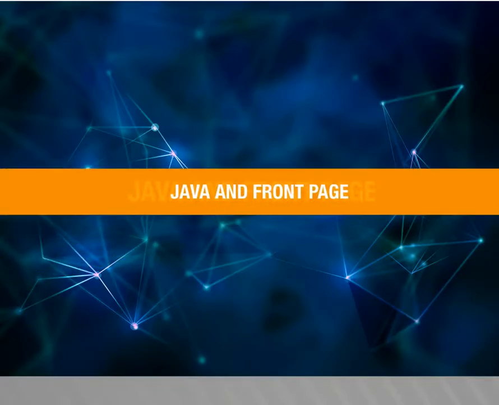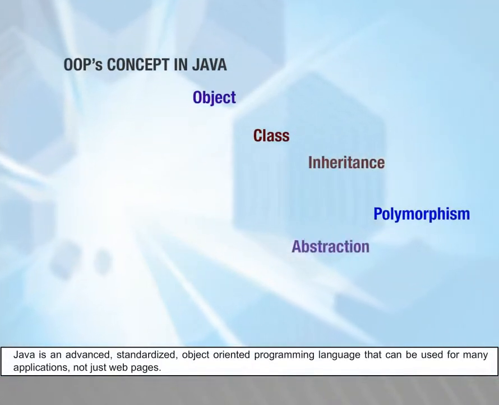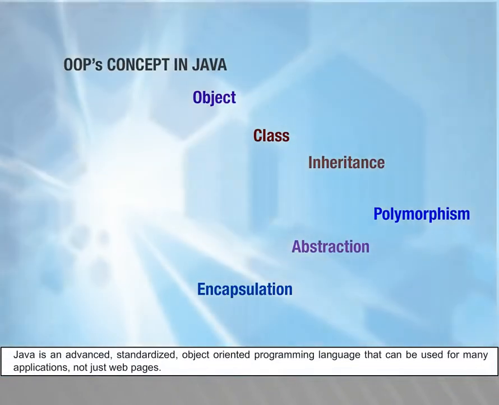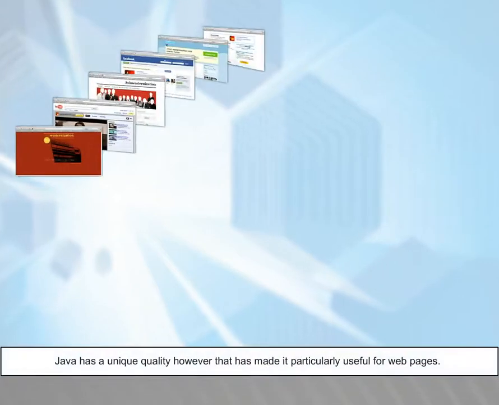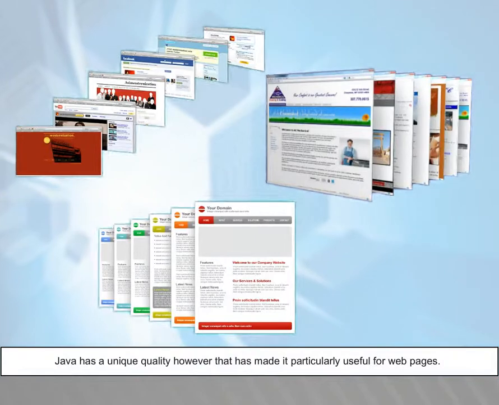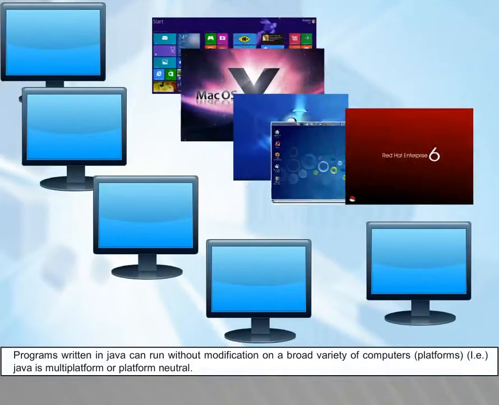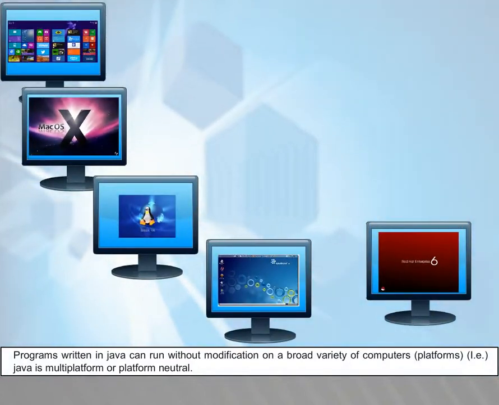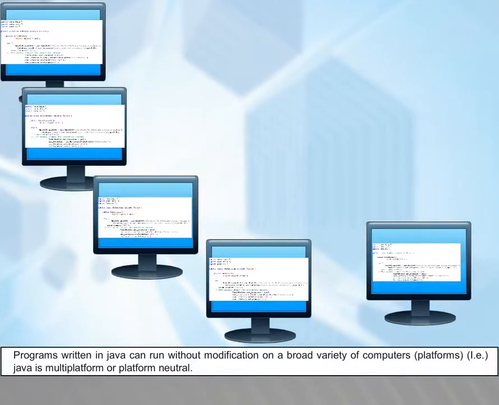Java and FrontPage. Now let us see the video of Java and FrontPage. Java is an advanced, standardized, object-oriented programming language that can be used for many applications, not just web pages. Java has a unique quality, however, that has made it particularly useful for web pages. Programs written in Java can run without modification on a broad variety of computers, that is, platforms. That is, Java is multi-platform or platform neutral.